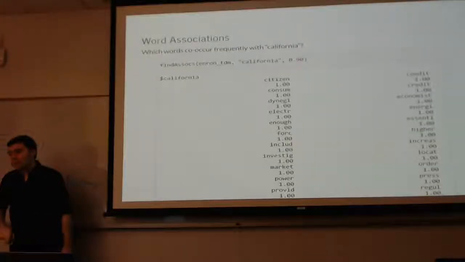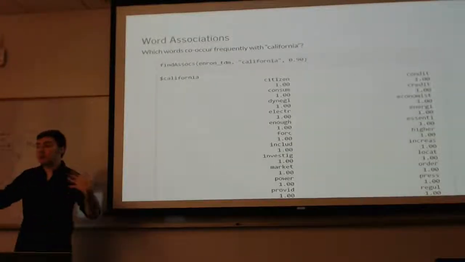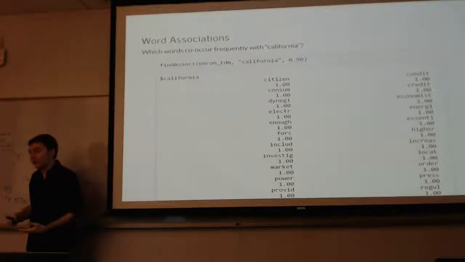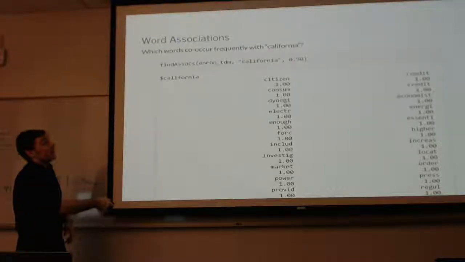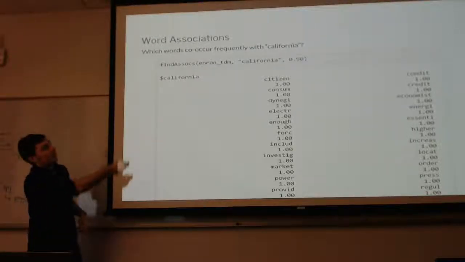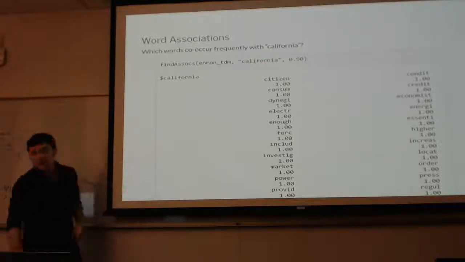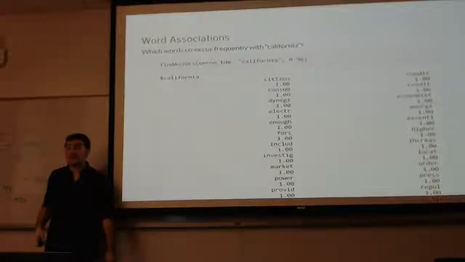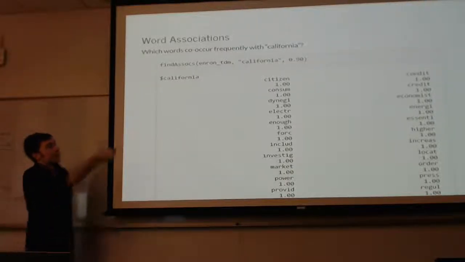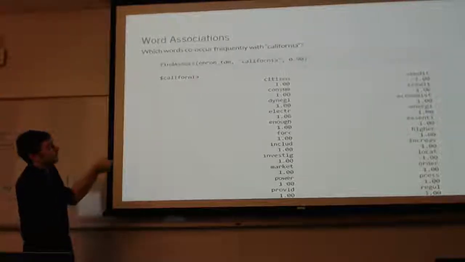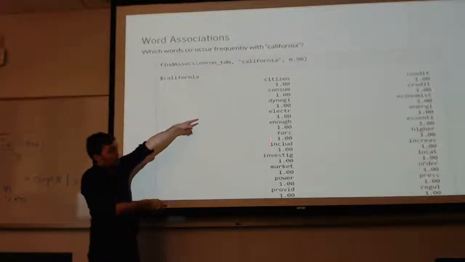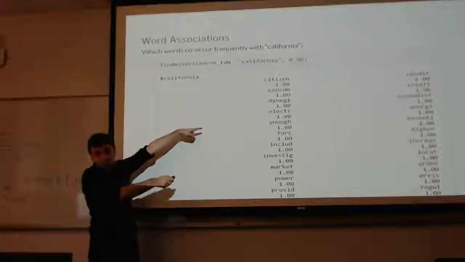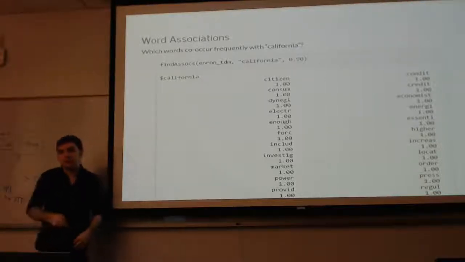Okay, so maybe we want to know something about associations between words. In this case, I want to know what words co-occur frequently with California. I just say findAssocs on our term document matrix. The word I want to find associations with is California, and 0.9 asks: does it occur with the word California at least 90% of the time? Then we see that whenever people use the word California, these are all 1.0, meaning every document that had California had citizen, consumer, all of these stem words. That's how you find associations between things.